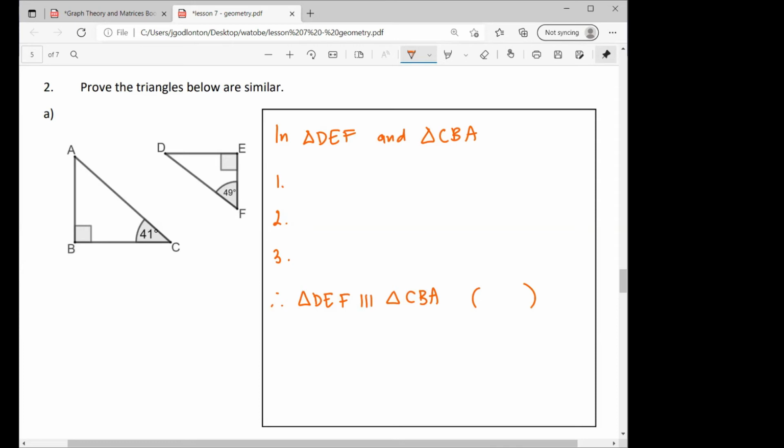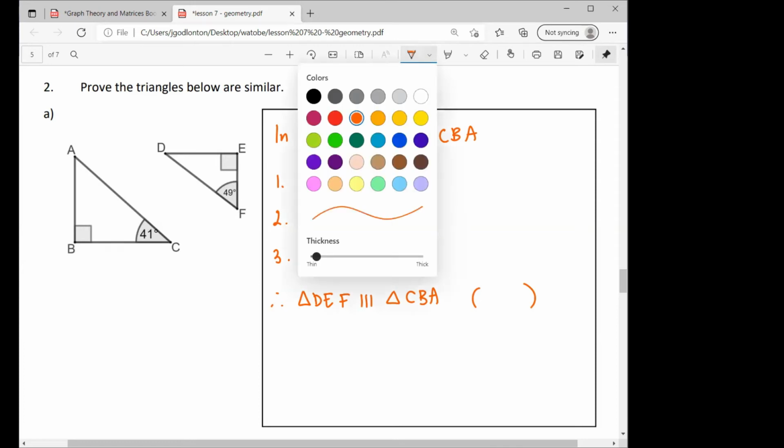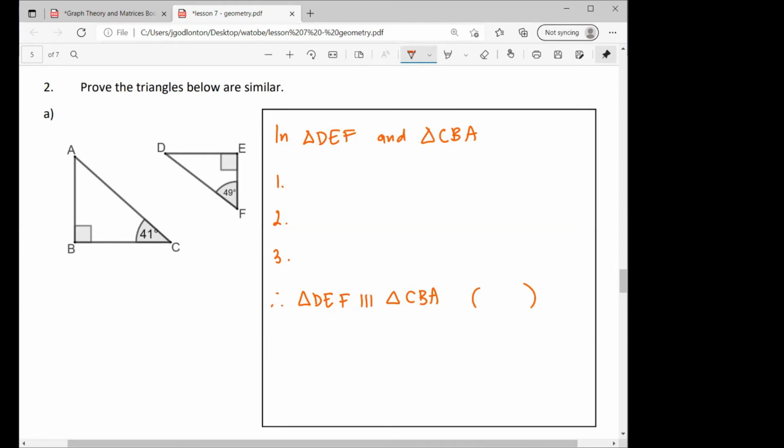Can someone tell me our first thing, which is nice and easy, that is the same in both of these triangles without me having to think about anything? Which angle is equal to which angle just because it's been given to us? Angle ABC is equal to angle DEF. Excellent. So angle B is equal to angle D, which is equal to 90 degrees, and that's been given to us. Easy peasy.